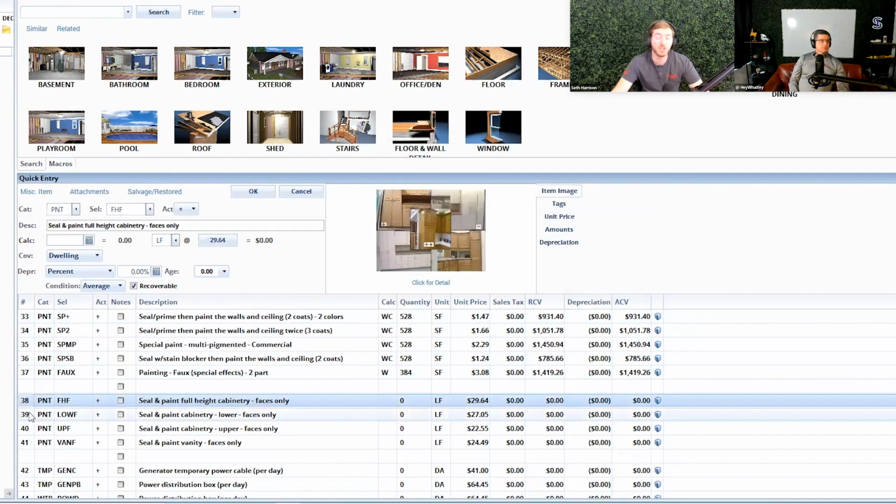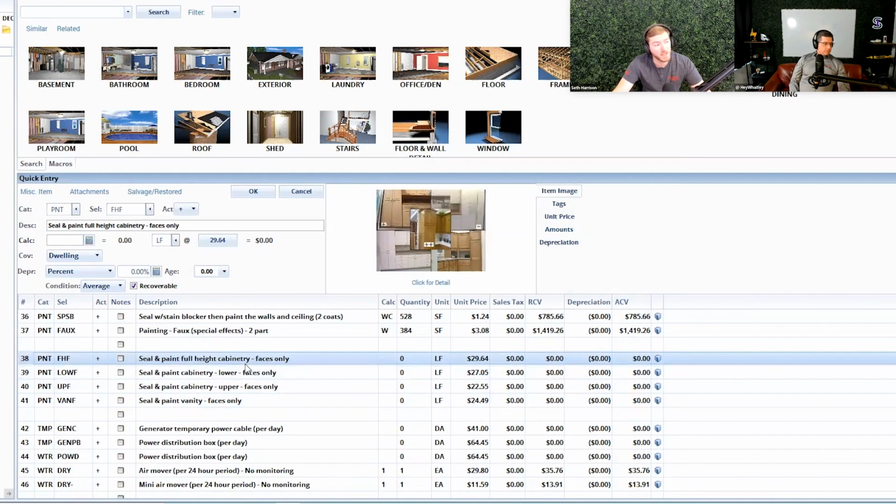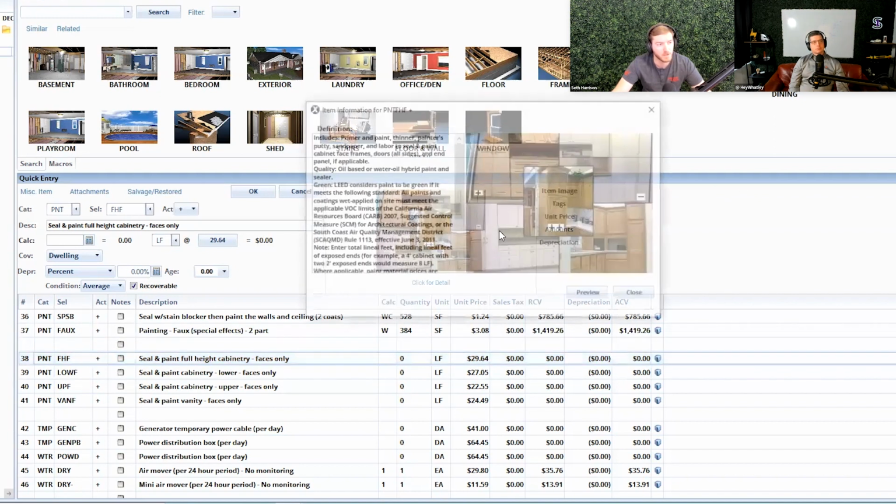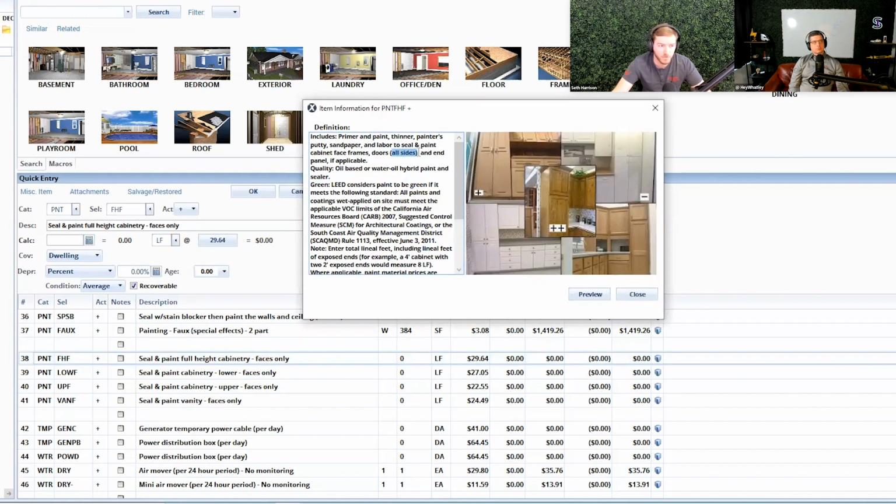By the way, there are some additional painting changes. The seal and paint cabinetry faces only line items here: you've got full height, lower, upper, and vanity faces only. All of them had the same change. It's basically to clarify that the labor included in this line item is for all sides of the doors and the faces. So you can see that some contractors out there were expressing their opinion that when you paint faces only, it's only for the front of the faces.